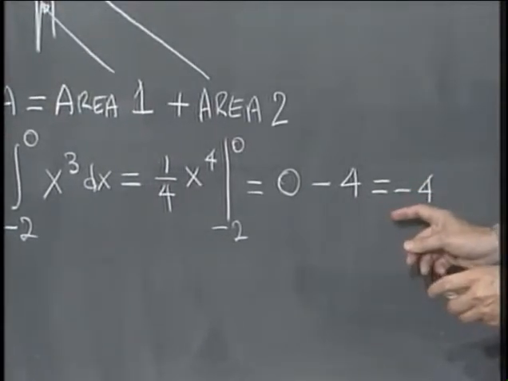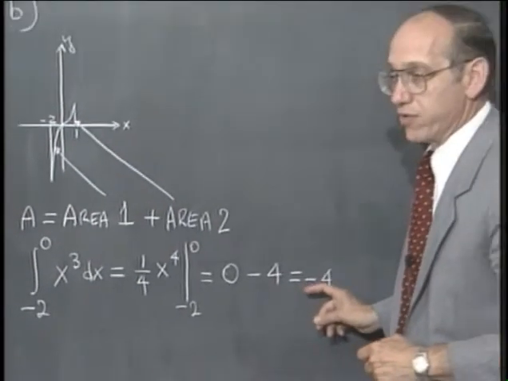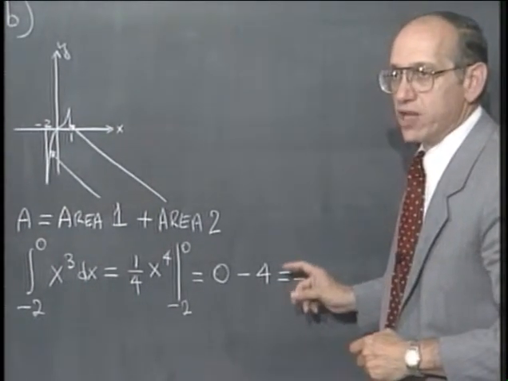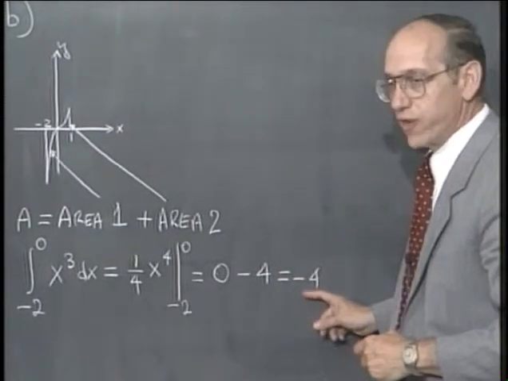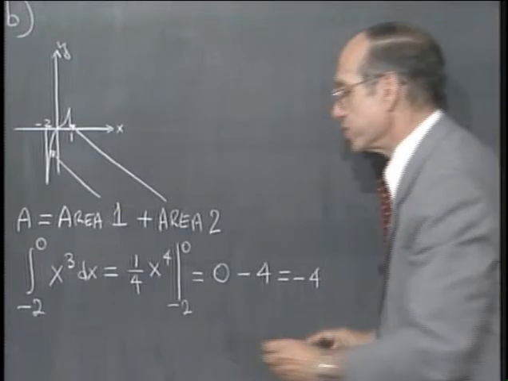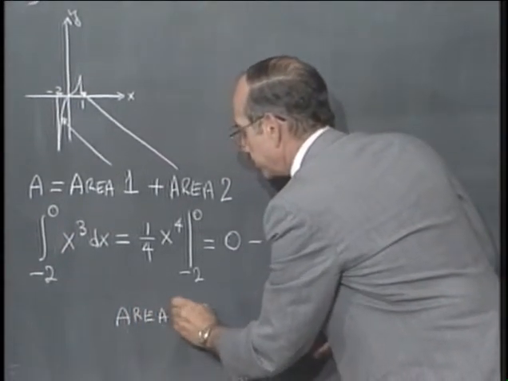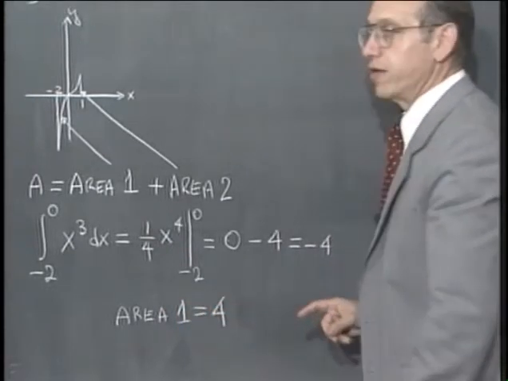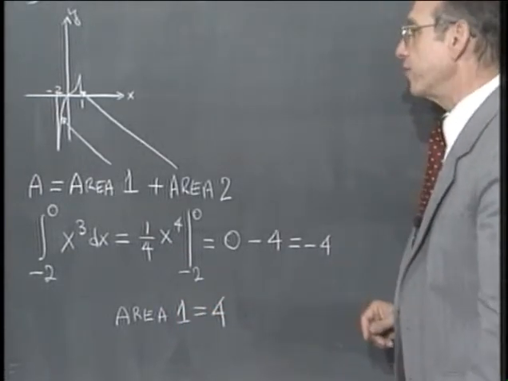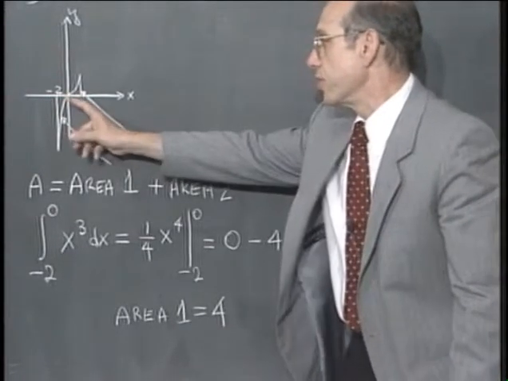The value of this integral turned out to be negative. Minus 4 is the value of the integral. The value of the area has to be positive, it is the absolute value of minus 4. In other words, area 1 is equal to plus 4. To find area 2, we're going to have to find the same integral, but now over the region 0 to 1.